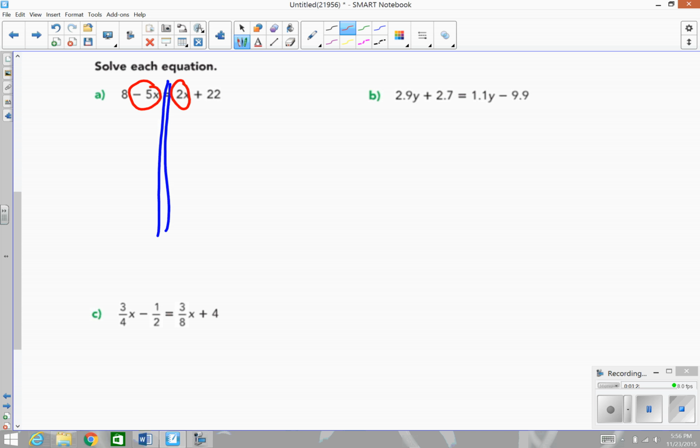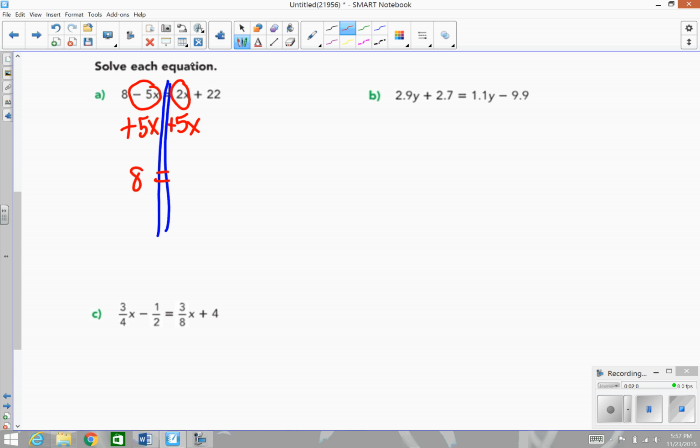When I look at those, I have a minus 5x or a negative 5x, and I also have a 2x. Which one's smaller? Well, negatives are always smaller than positives, so I'm going to focus with the negative 5x. And the opposite operation would be a positive 5x. And we know whatever we do to one side, we should always do to the other. So these 5's will go away because a negative and a positive will cancel like a 0 pair, and we'll be left with 8 on the left-hand side.